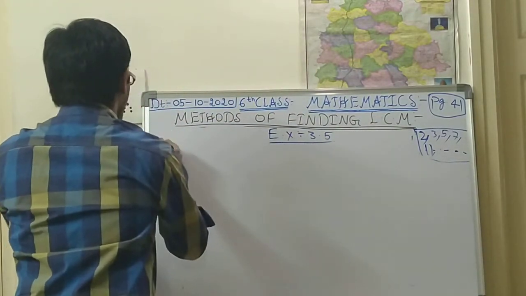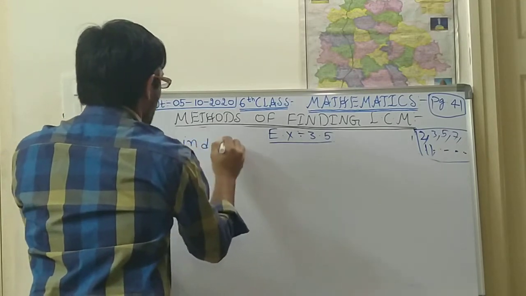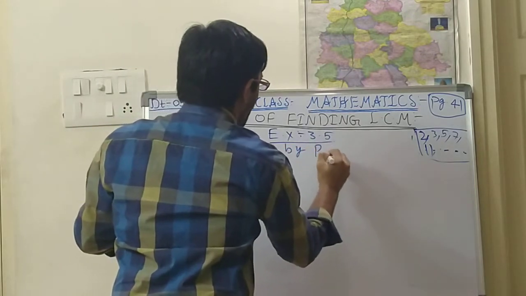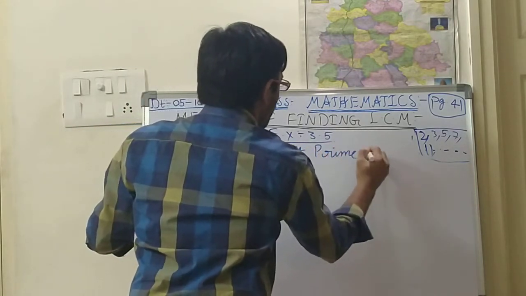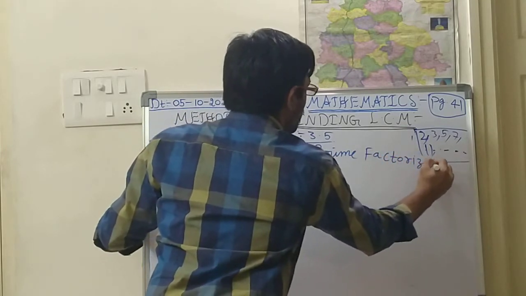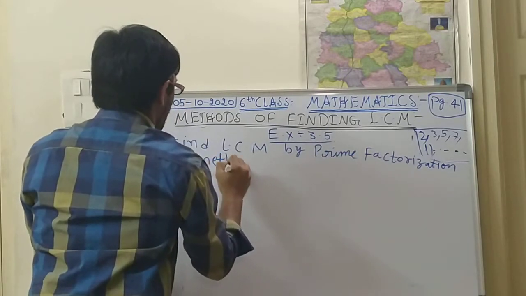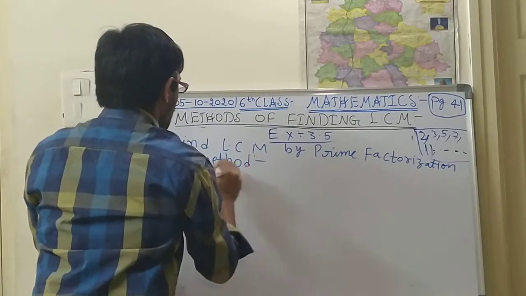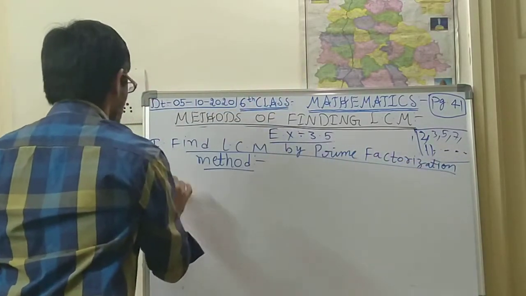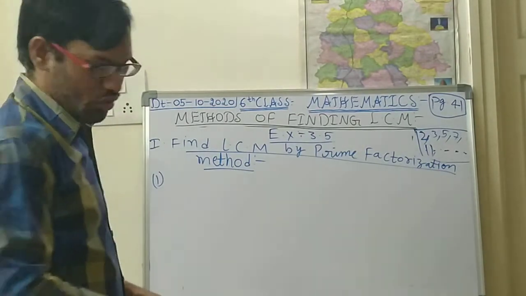Okay. So in the first bit, find LCM by prime factorization method. So in the prime factorization method you should do. In your textbook some problems are there. I am giving them to you as homework.